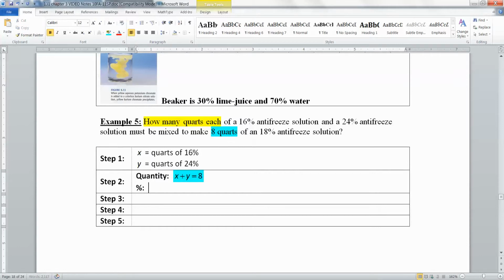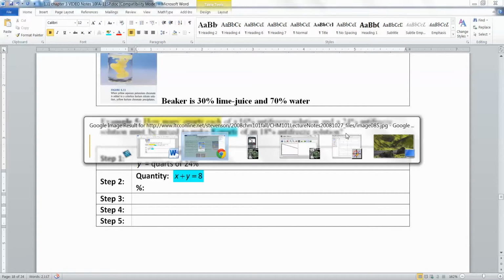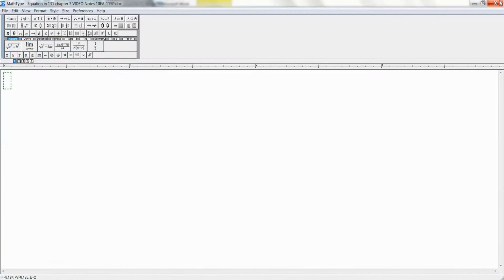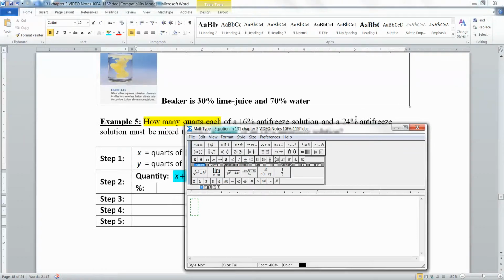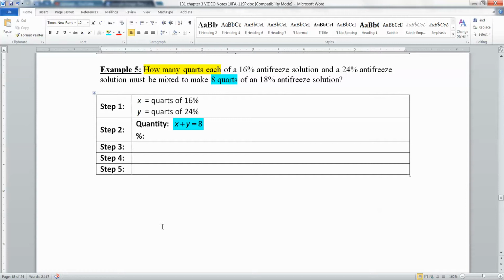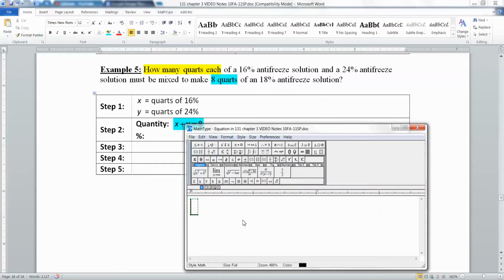Then you need your percentage, and this is the harder piece. All right, so you need your 16% and your 24% to add up and somehow equal 18%. That's where it gets tricky.